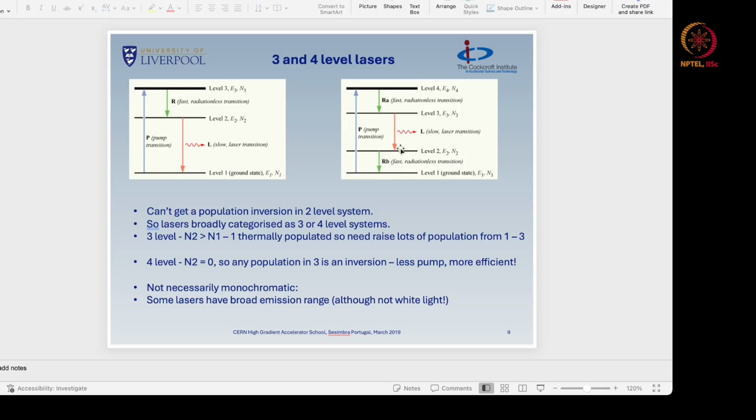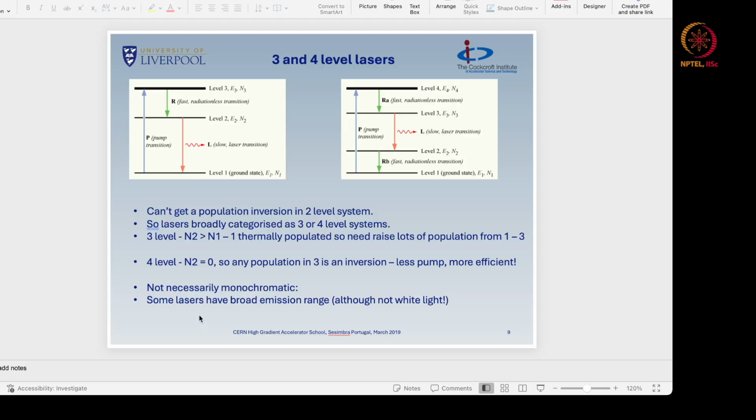So there are 2 hold places, 2 metastable levels, and the lasing happens only for photons which match this particular energy transition. Only this, not 1 and 4, but rather 2 and 3. All right, and here it is of course between 2 and 1.